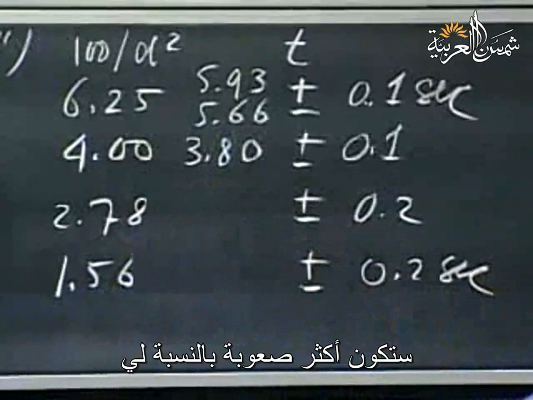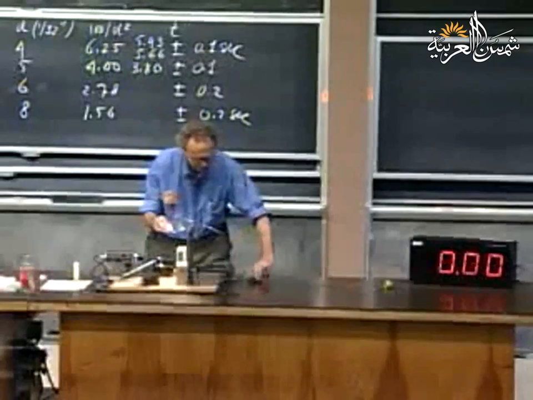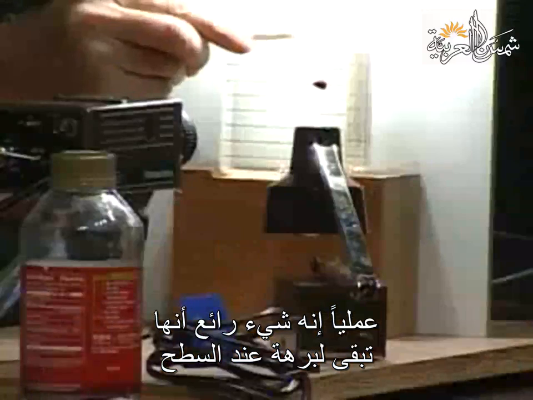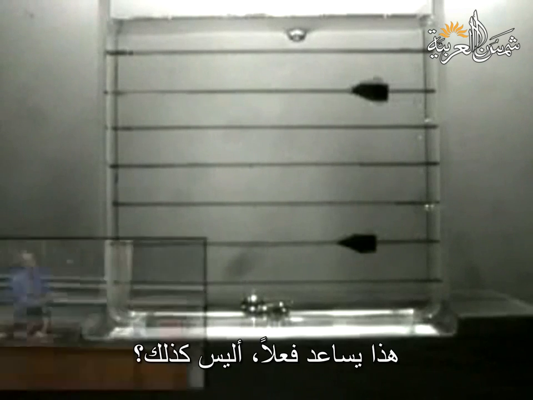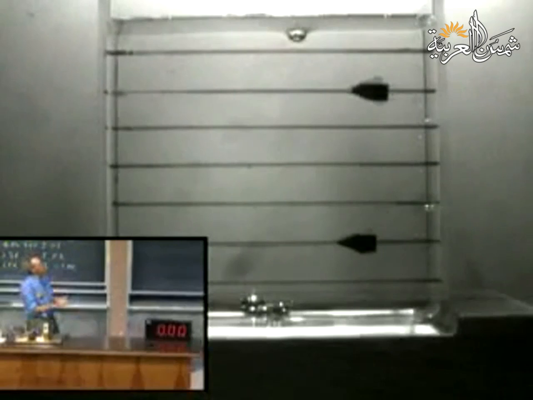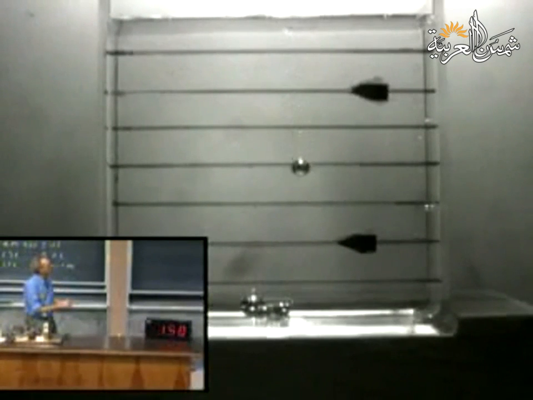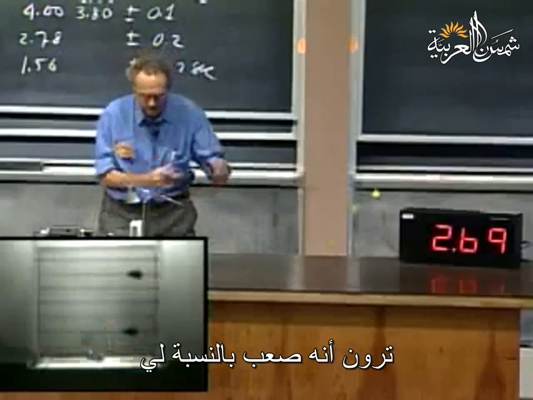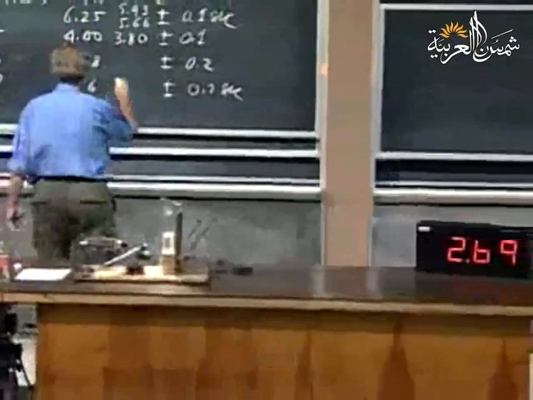It's going to be tougher and tougher for me. 3/16 of an inch. It's actually a good thing that it stays for a while at the surface so that I can get ready. Really, that really helps, doesn't it? If you do this in water, it goes, you don't even see it. Come on, there we go. No! No! So you see, that's very hard for me, and so I could easily have a substantial error. 2.69.